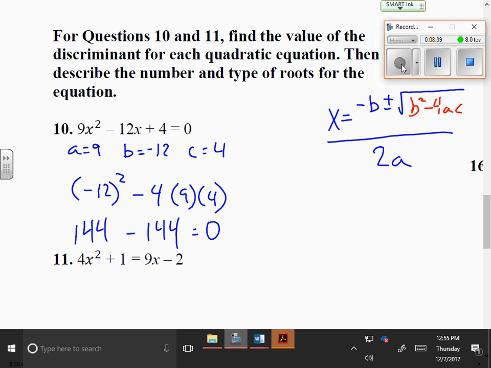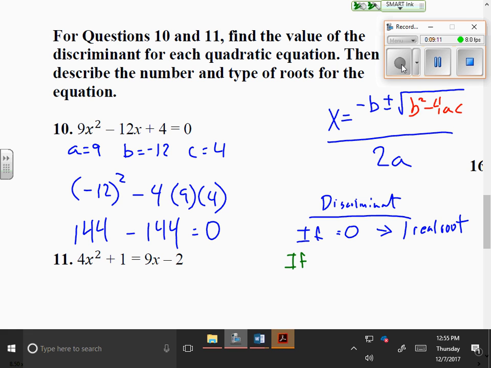Okay, so let's just make a list for the discriminant. If it's equal to 0, then that means you have 1 real root. If it's negative, it means there's no real roots.